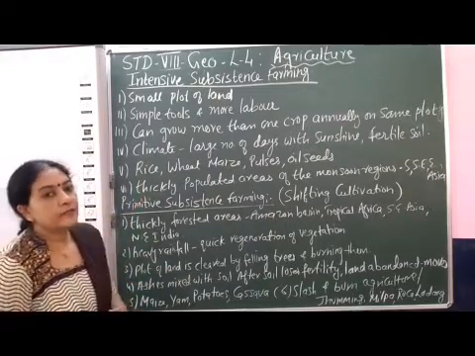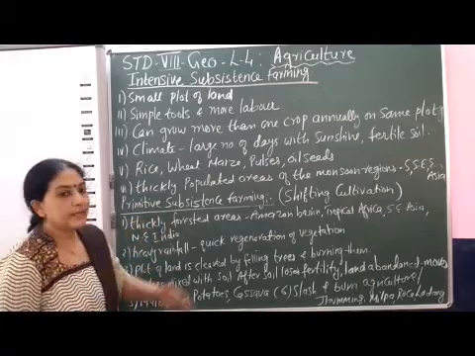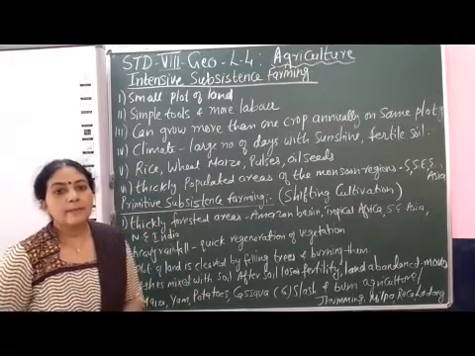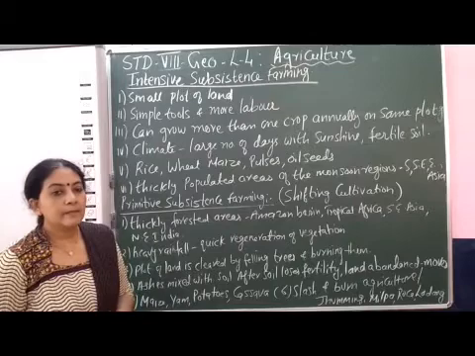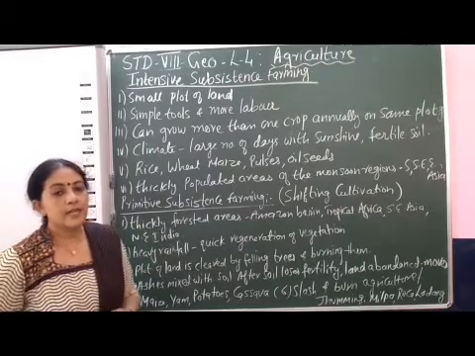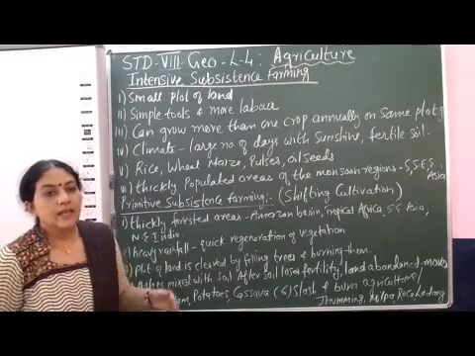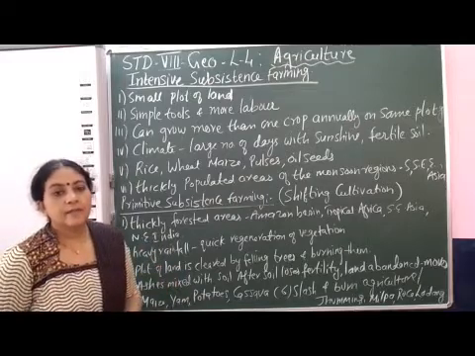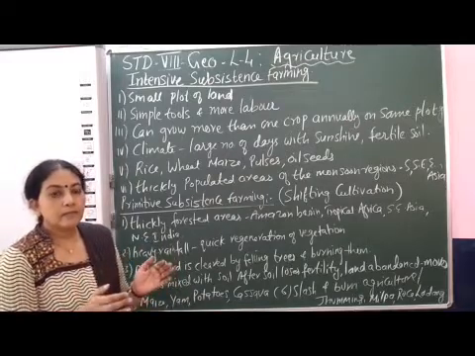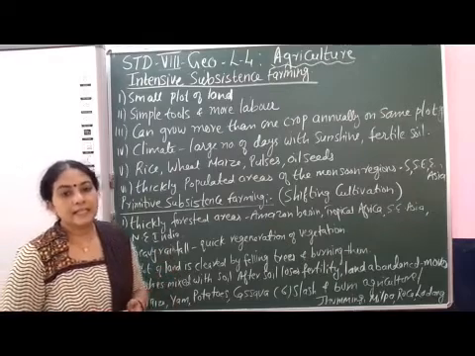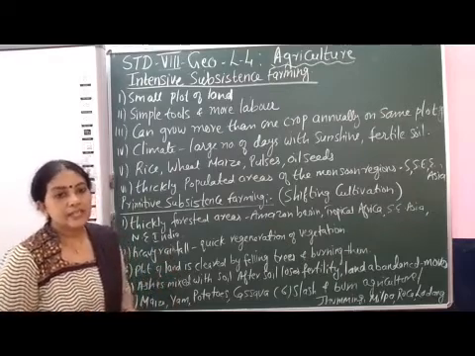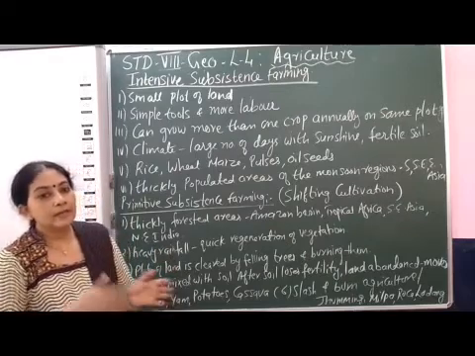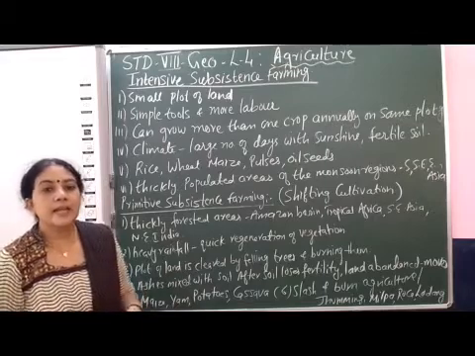Now the second type of subsistence farming is primitive subsistence farming. Primitive subsistence farming can again be divided into shifting cultivation and nomadic herding. In shifting cultivation, as the name suggests, a piece of land is cleared, cultivation is done, and then people shift to some other land after some time.